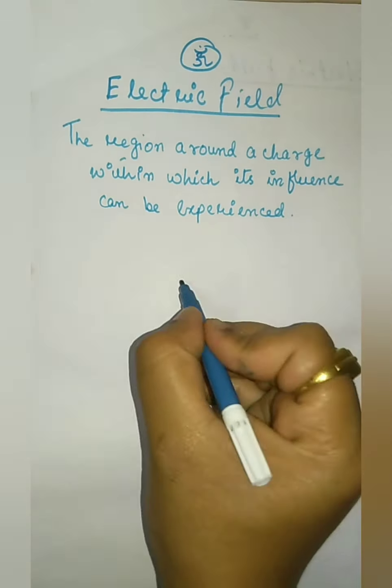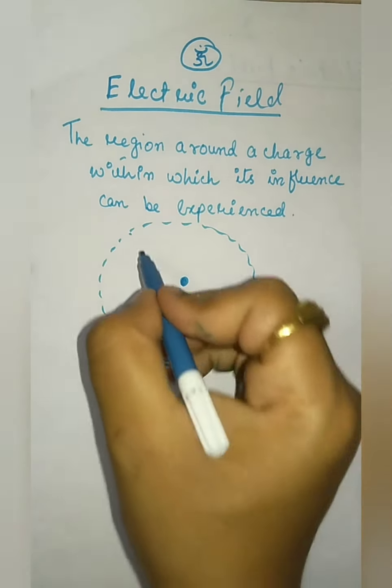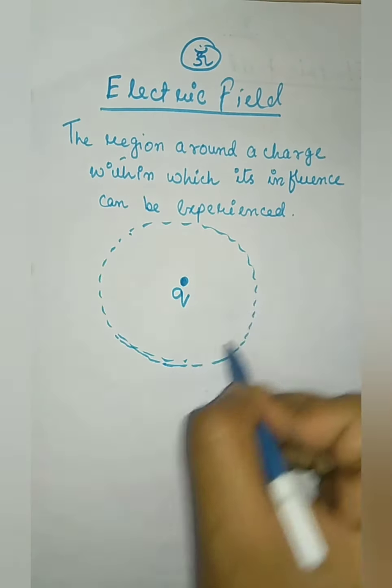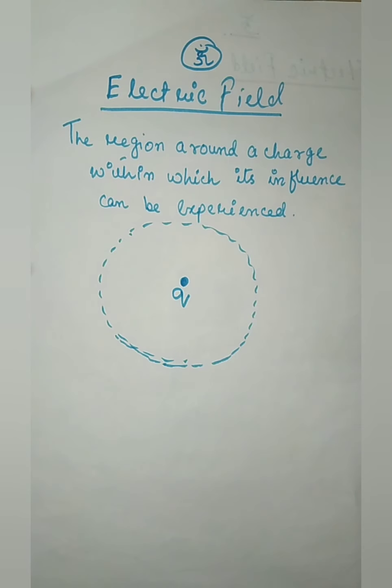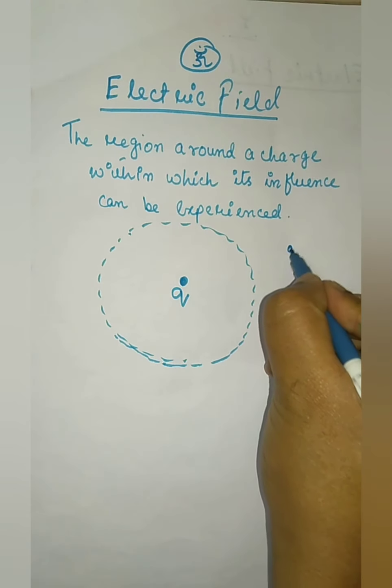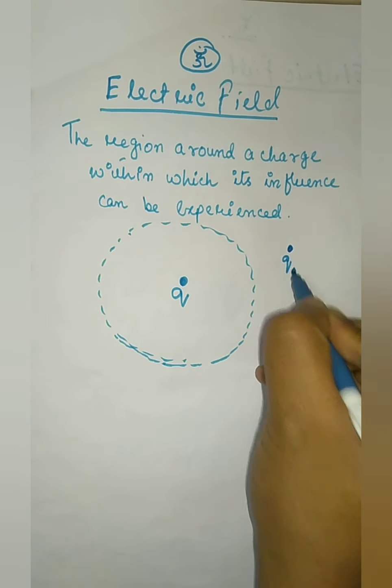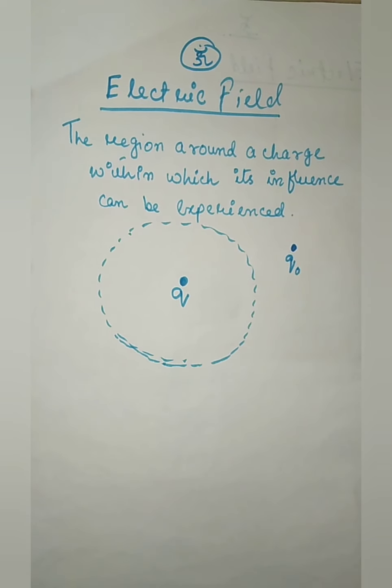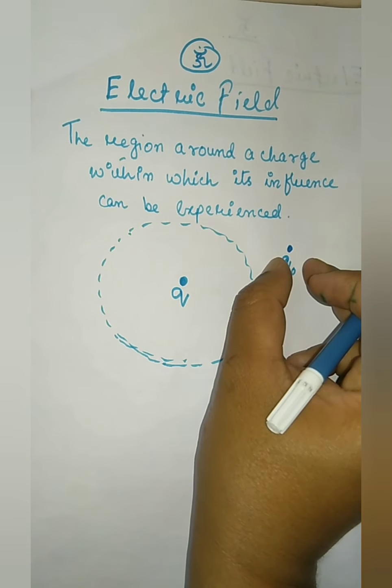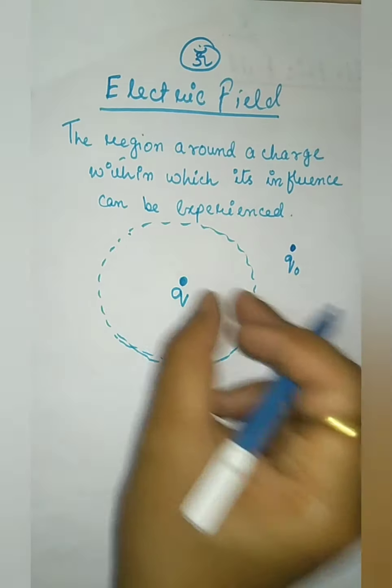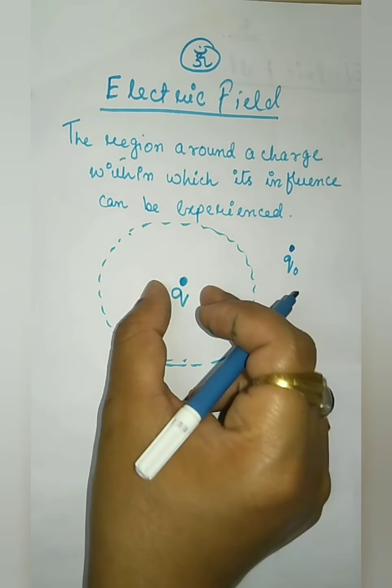region इस डॉटेड लाइन से रिप्रेजेंट किया हुआ है, and we are considering that this dotted line represents the region that is called the electric field. Okay, now if I have a charge here, say Q naught. Now if you bring this charge inside this region, it will experience some force because of this charge.